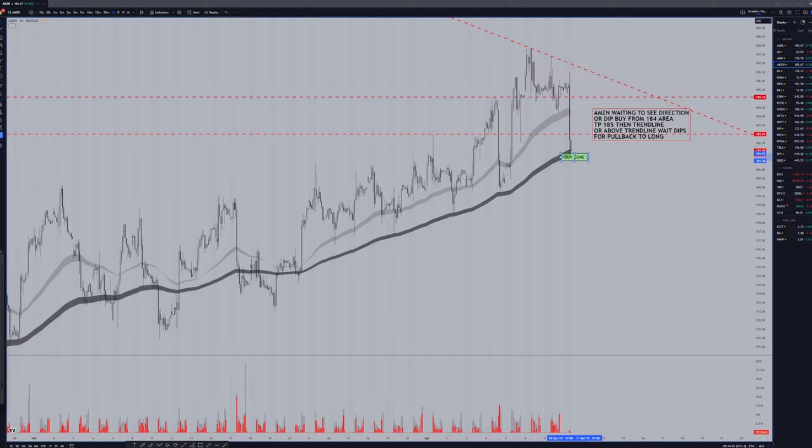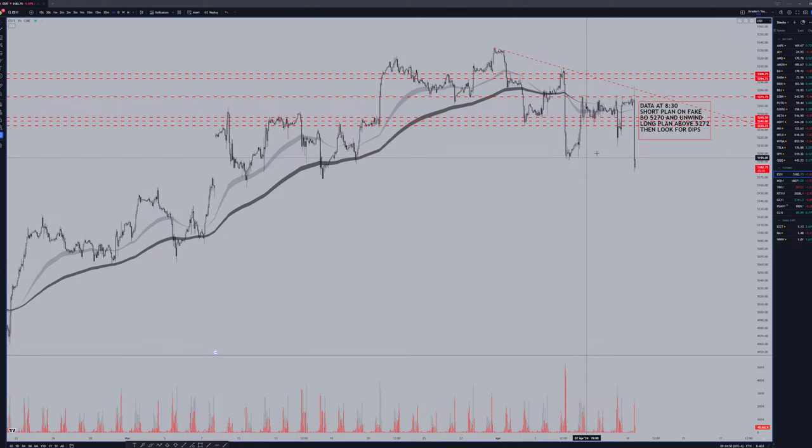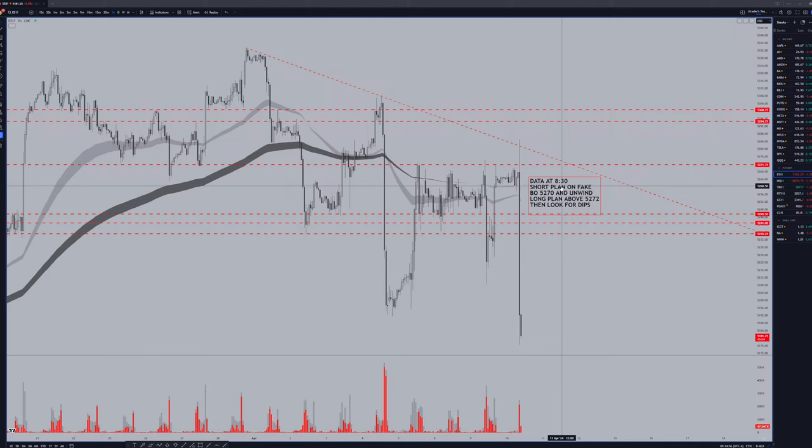This is what this morning ES gave us. So you can see the fake breakout over here, this 5271. And this plan over here, I wrote it this morning before the CPI data at 8:30. Short plan on fake break of 5270 and unwind. Long plan instead above 5272, then look for dips. Of course, this came very fast. So over here, I could see some members we just shared. They shorted 5270, 71, and they took this good unwind until this level.